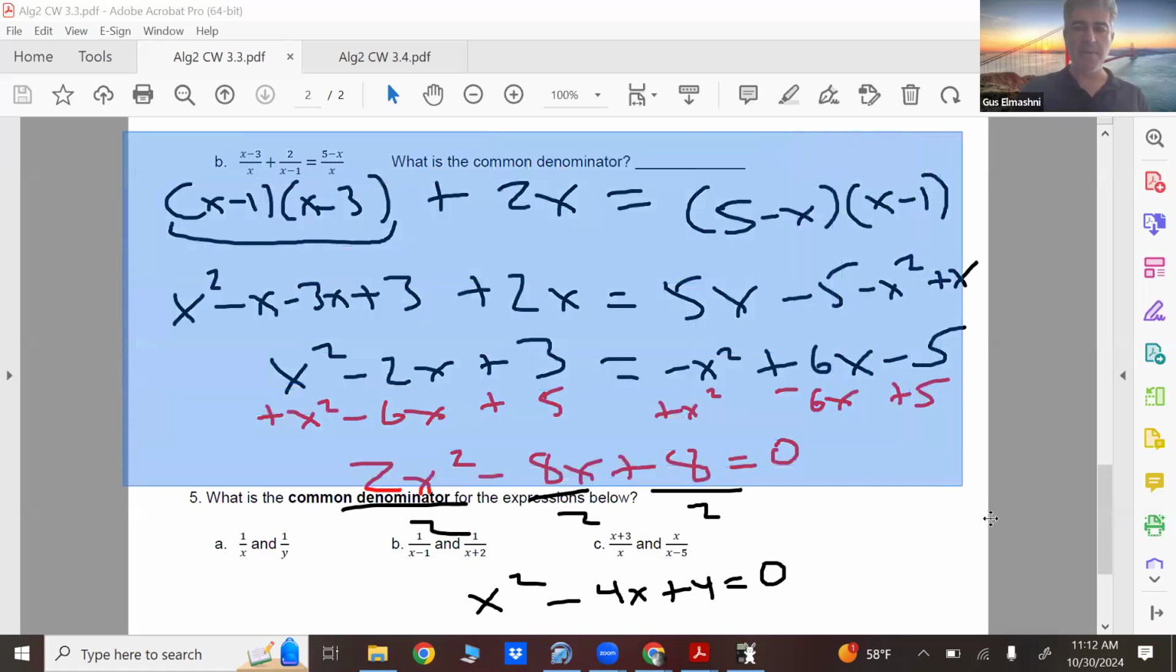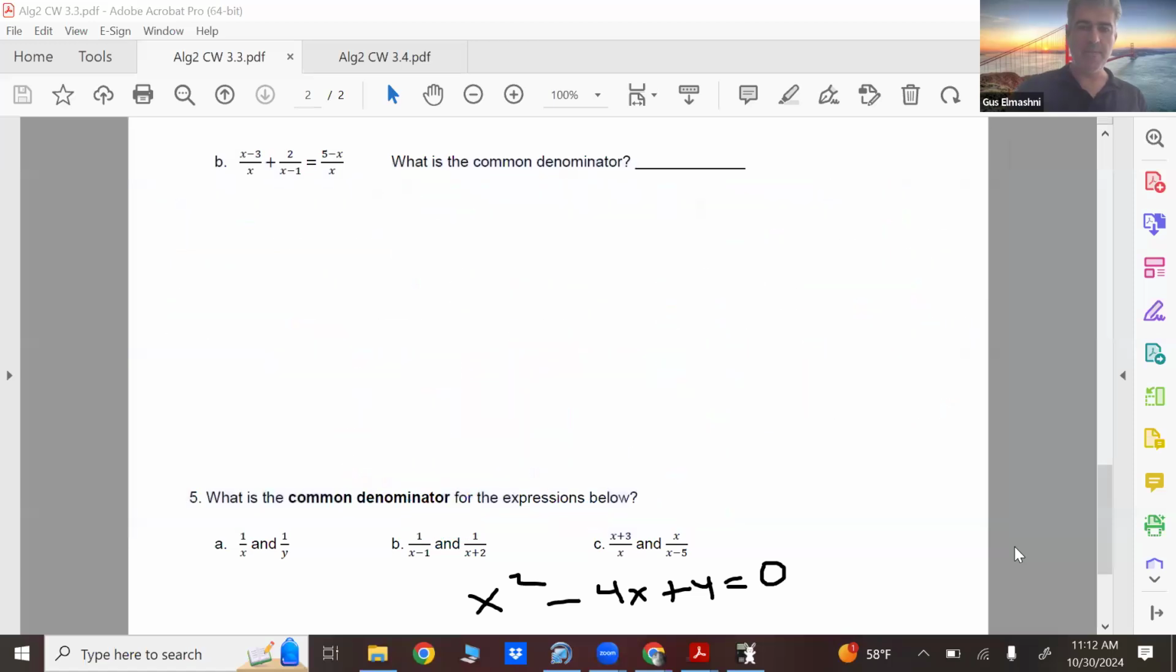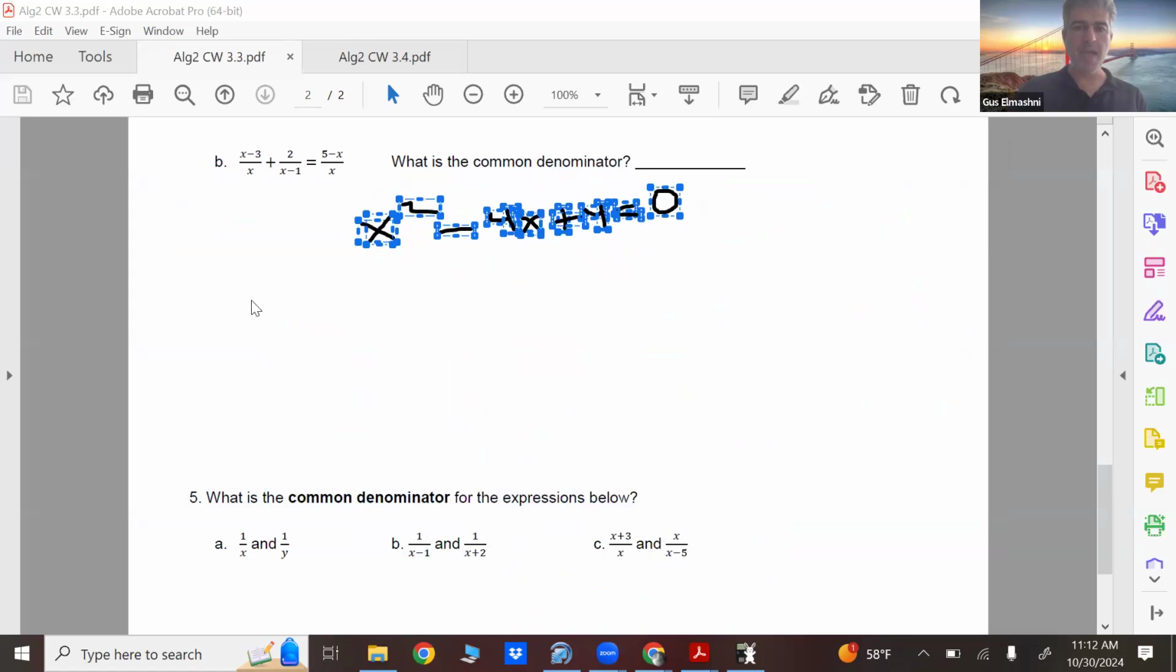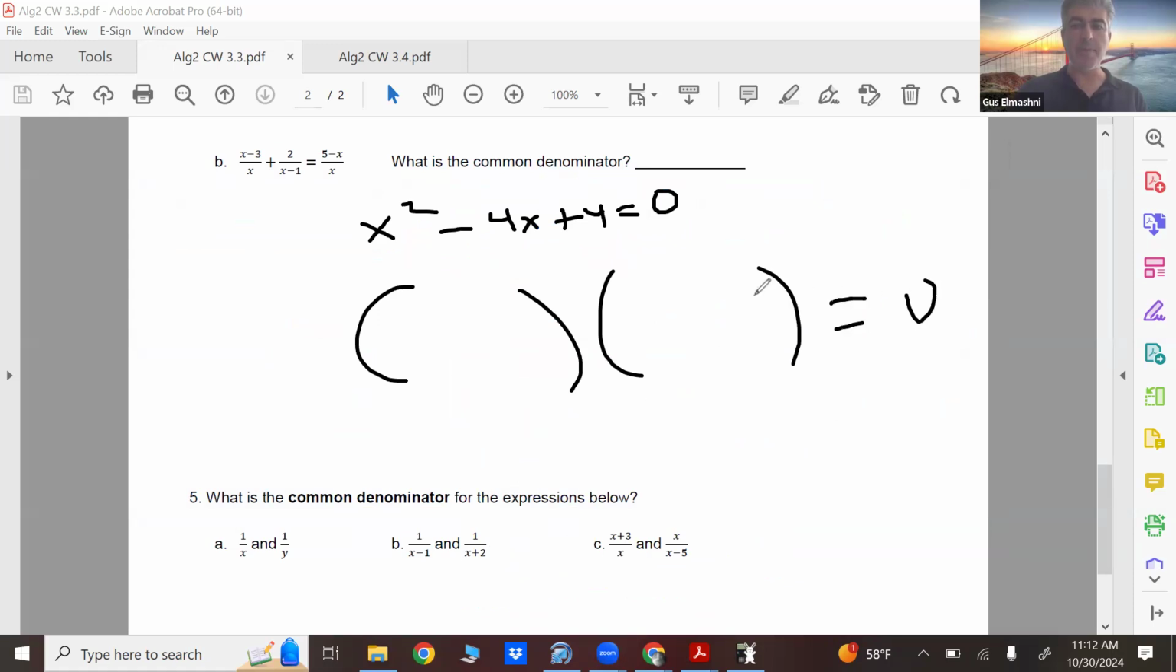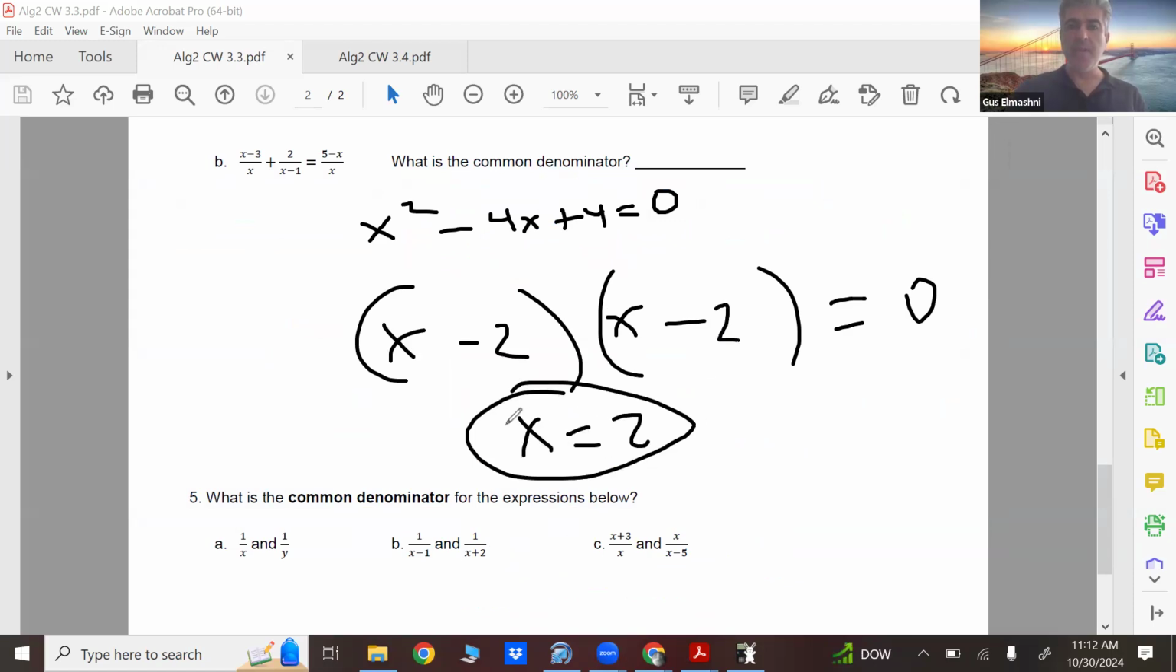So let me get rid of some stuff here. Let's move it up. How do I factor that? You guys should know. What multiplies to 4 and adds to -4? Yep, -2, -2. So x equals 2. That's your answer. Now, how do you validate this in the graphing calculator?